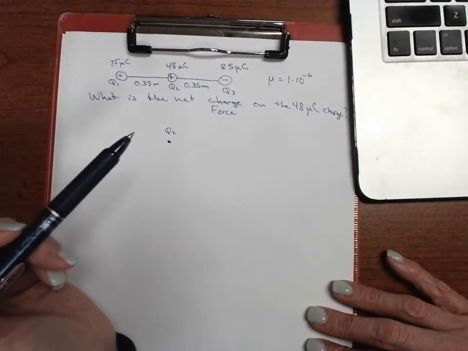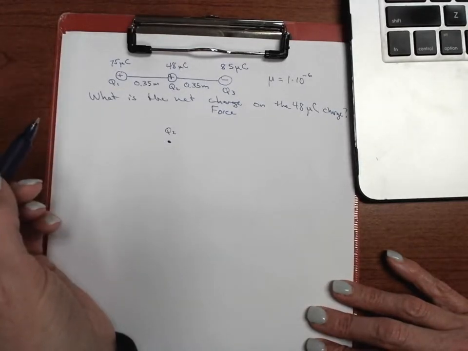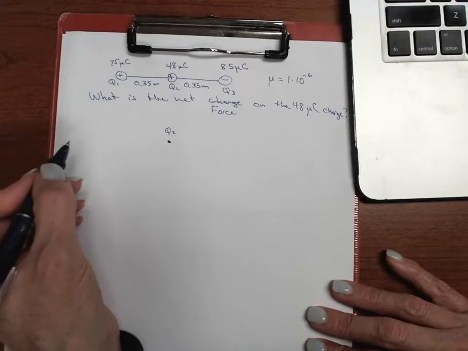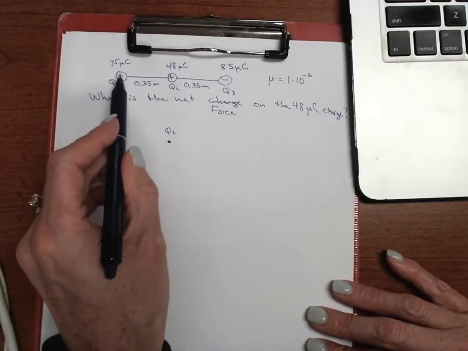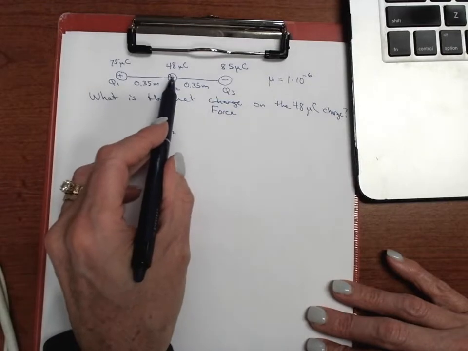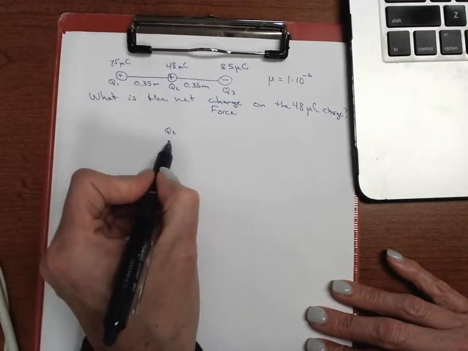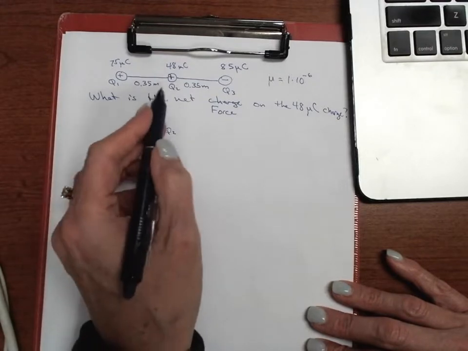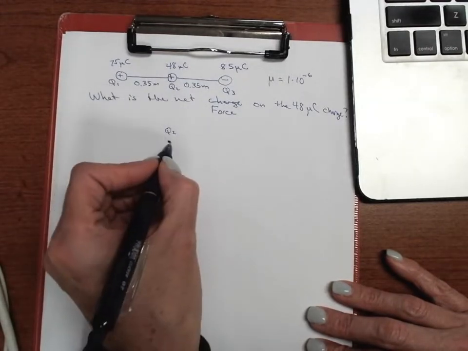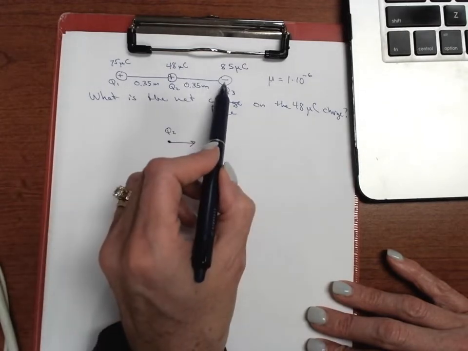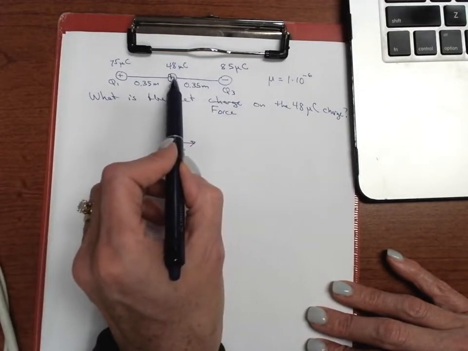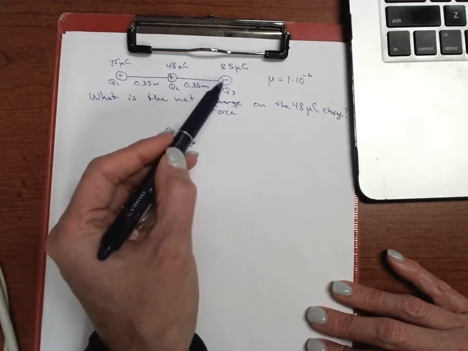Q3 is 85 microcoulombs. So the first thing I'm going to do is draw my arrows to represent the forces. So just the force due to the 75 microcoulomb charge on the 48 microcoulomb charge. I start at the 48 microcoulomb charge, Q2, and I'm going to draw an arrow away because this charge is repelled by this charge. So I'm going to have an arrow like that. And now this charge is attracting this charge, so that means I'm going to have an arrow towards this side.